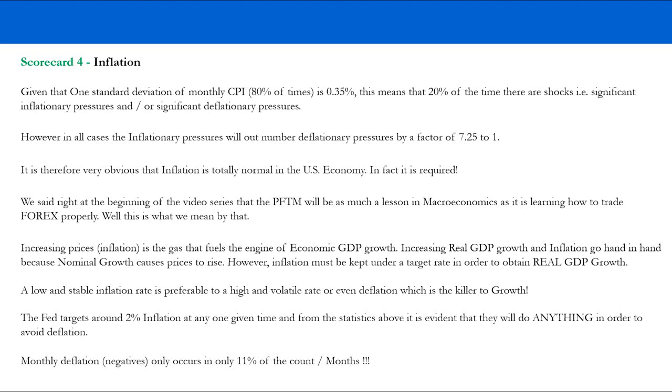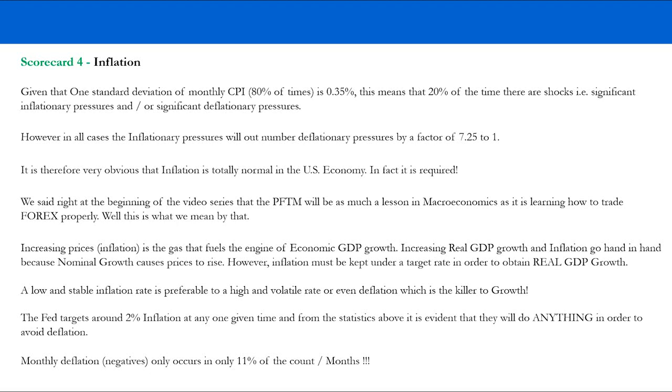And in a classic capitalist model, a low and stable inflation rate is very much preferred to a high and volatile rate, or even deflation itself, which is the killer of growth. So inflation is like a lubricant to the capitalist system, and it's completely normal. In fact, inflation is absolutely necessary to enable economic growth.